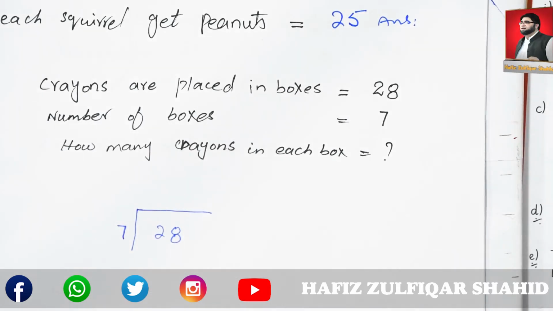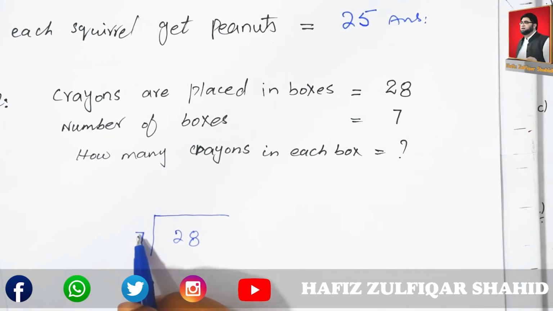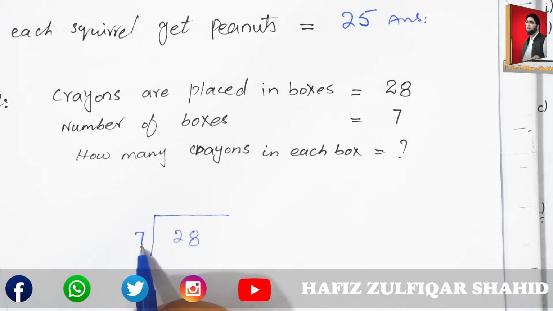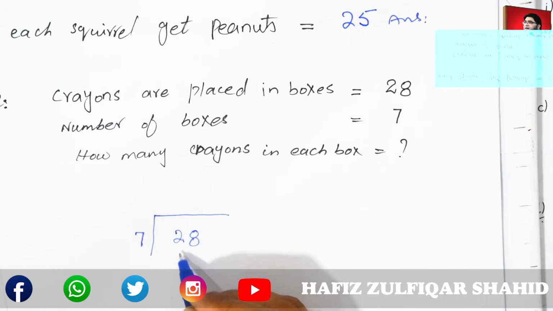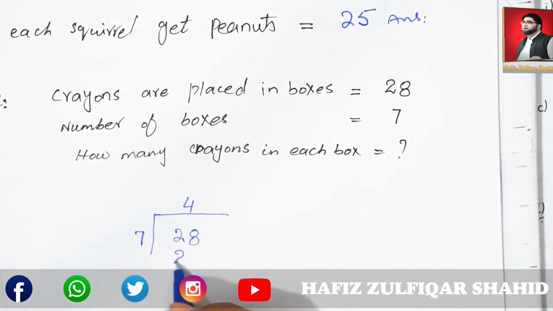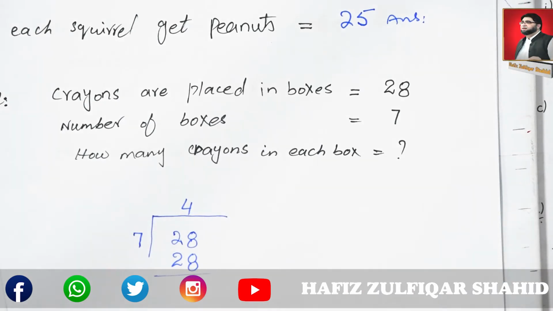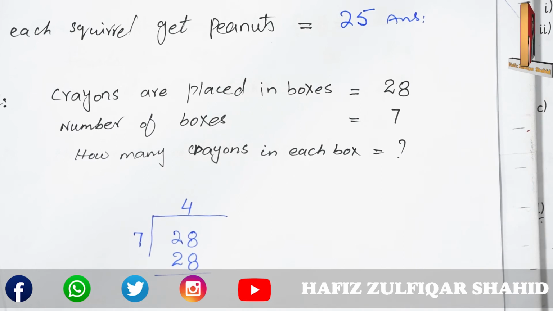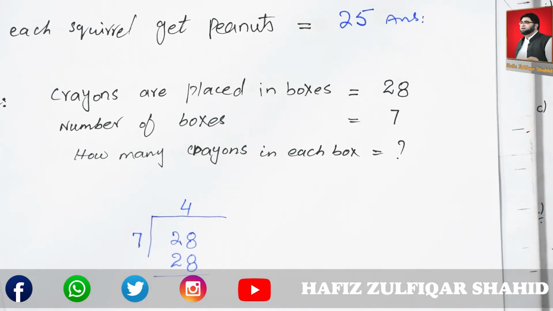Read the table of 7 till we get the number 28. Did you read? Yes. 7 4 times is 28. So, the number of crayons in each box is 4. This is our answer.